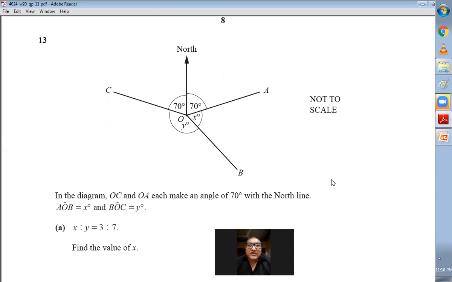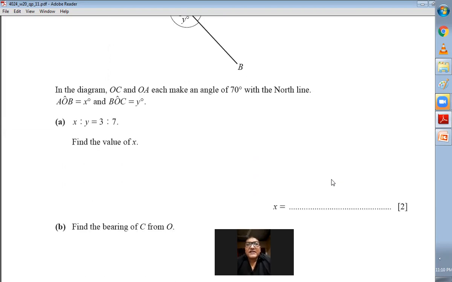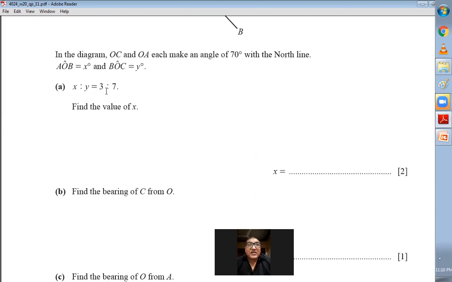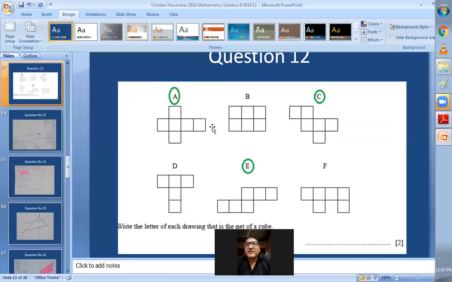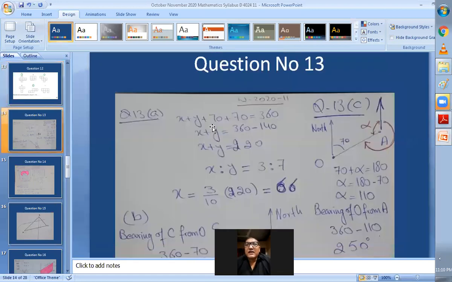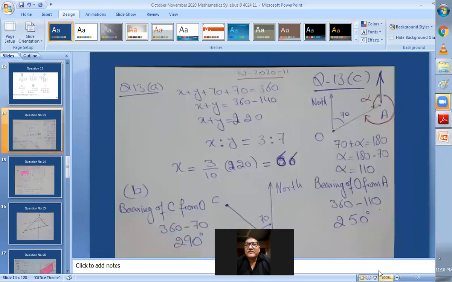If you want to find the value of X, it's very simple. I know the ratio between X and Y. I also know the sum of X and Y. So the sum of the ratio will be 10. The share of X will be 3 by 10. So let me show you. I have done this on a paper, and I can show you this here.